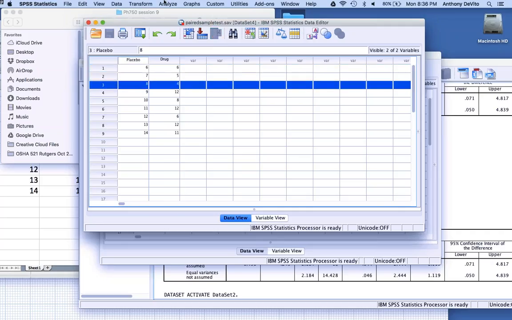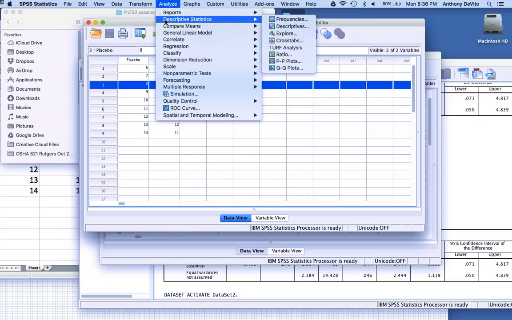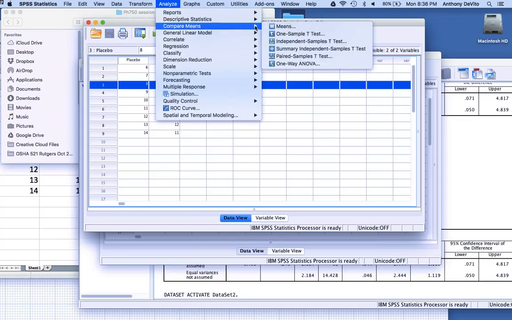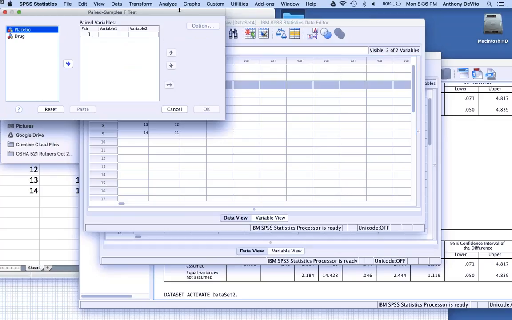So how do I analyze this one? Analyze, descriptive statistics, and I'm sorry, means, compare means, and having seen it a moment here, paired samples t-test, yeah. Okay, so we bring that up, should be simple enough.